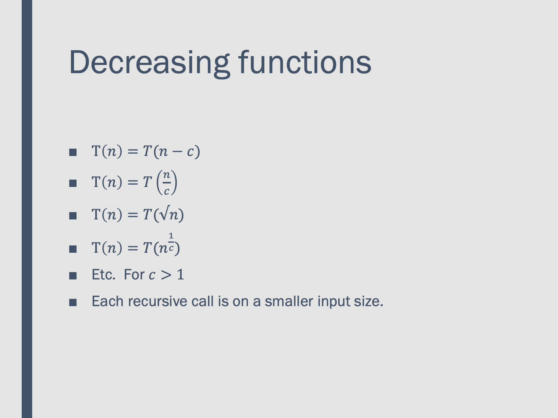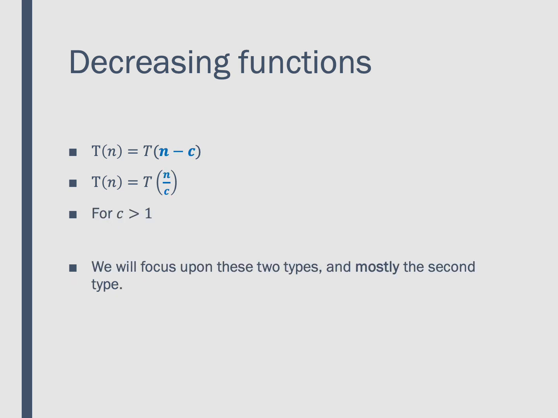Like I said, each recursive call is on a smaller input size. These are the examples. So these are more. We'll focus upon these two types and mostly the second type. Why focus on these two? We'll focus on linear decrease and fractional decrease.